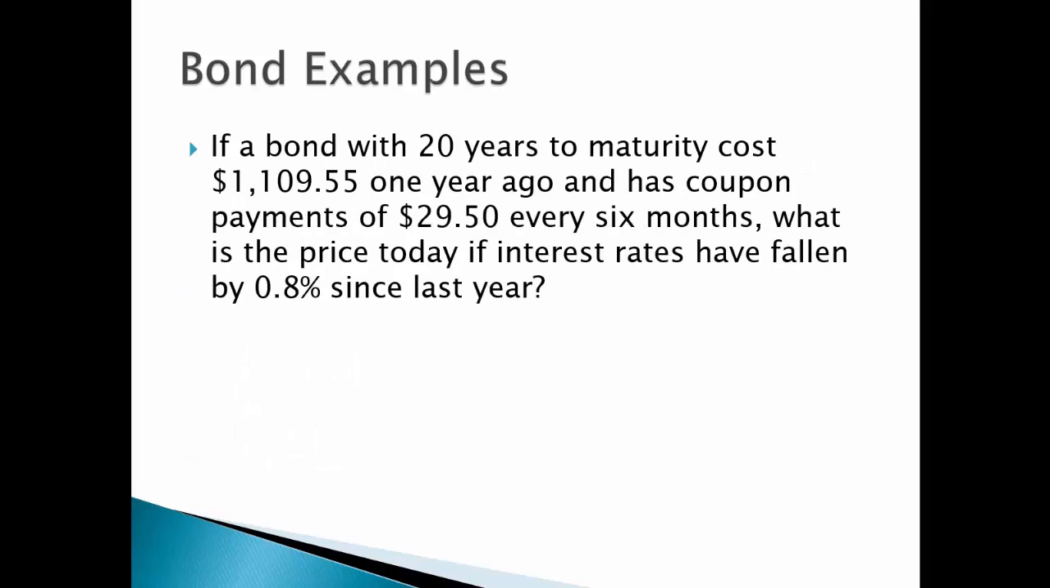Let's look at one more example. Here we're going to be solving for a price. If a bond with 20 years to maturity cost $1109.55 a year ago and has coupon payments of $29.50 every 6 months, what is the price today if interest rates have fallen by 0.8% since last year? So this is maybe a little more complicated. A couple of parts to this problem, but all the information required is there.